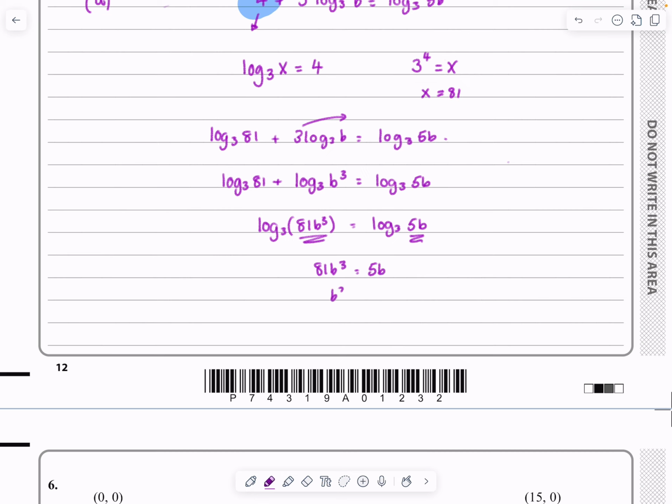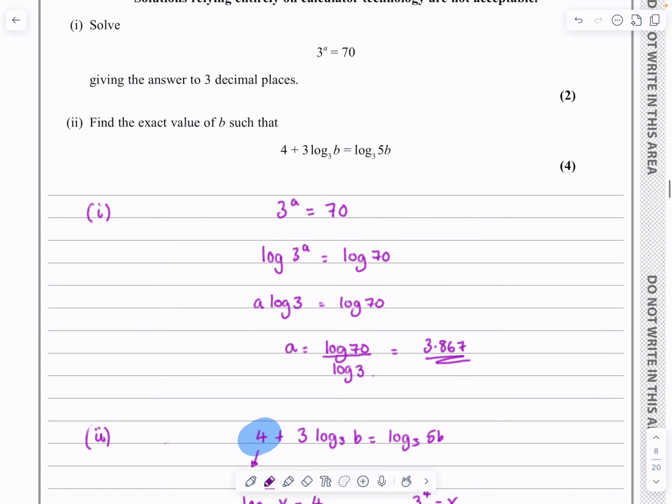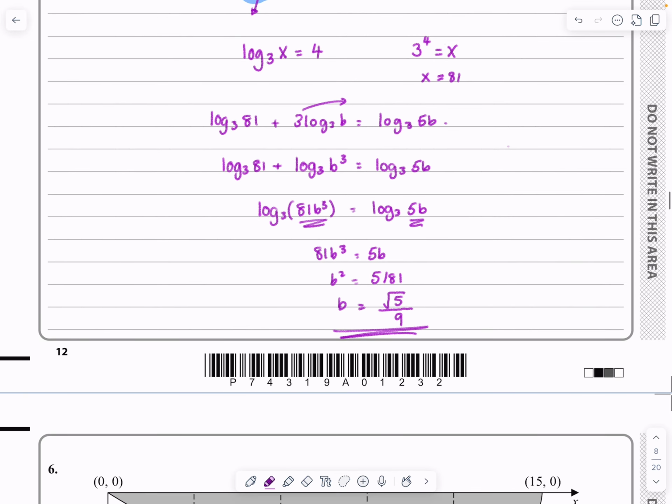So b squared would be 5 over 81. So b works out to be the square root of 5 over 81, or maybe root 5 over 9, depending on how they want the answer, and they say find the exact value. Yeah, so I found the exact value there, root 5 over 9.